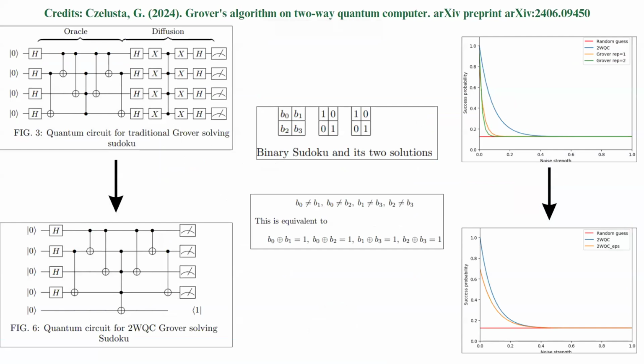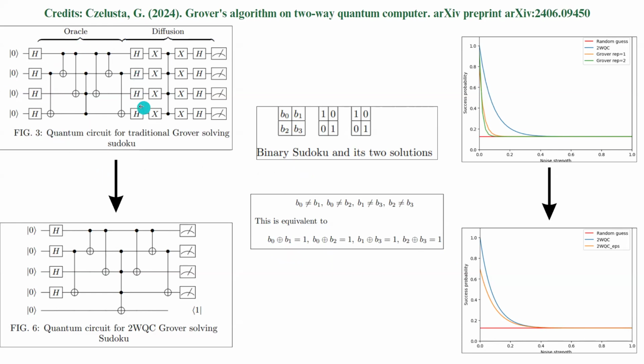Yes. Okay, so the first thing I would like to present is the Oracle design and circuit design, which was proposed by Gregor Zaluza. His reference can be found above, and it was for marking the two target solutions for a valid 2x2 Sudoku. In a valid 2x2 Sudoku, like this one, B0 should not be equal to B1 and B2, and B3 should not be equal to B2 and B1. This can also be represented by XOR operations like this. So B0 XOR B1 equals 1 and so on. So the target states come out to be 1, 0, 0, 1 and 0, 1, 1, 0.